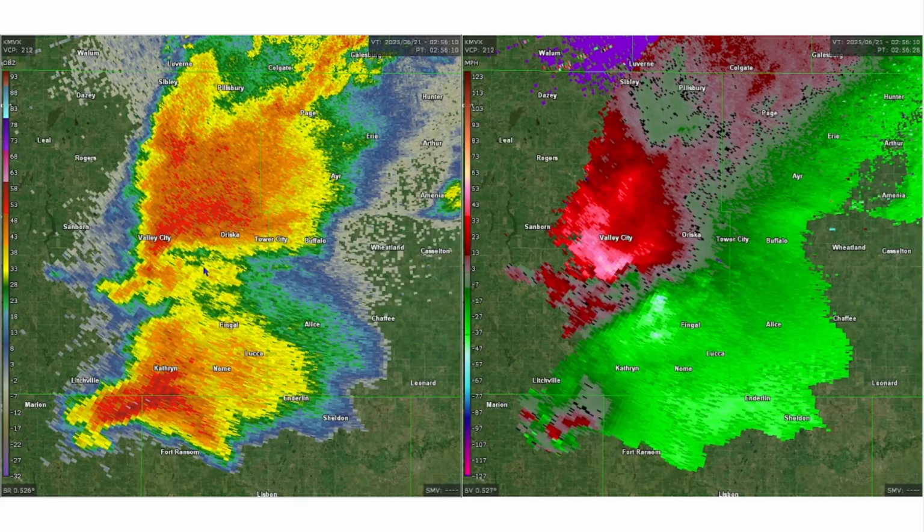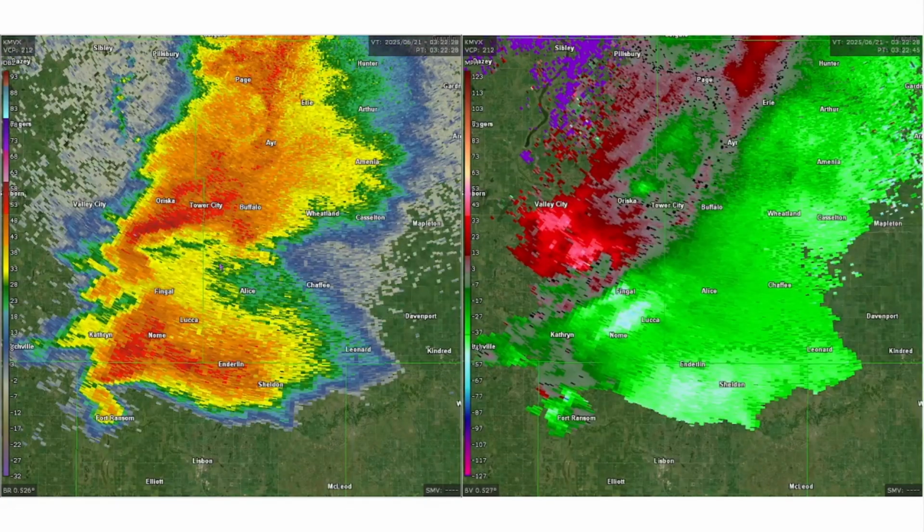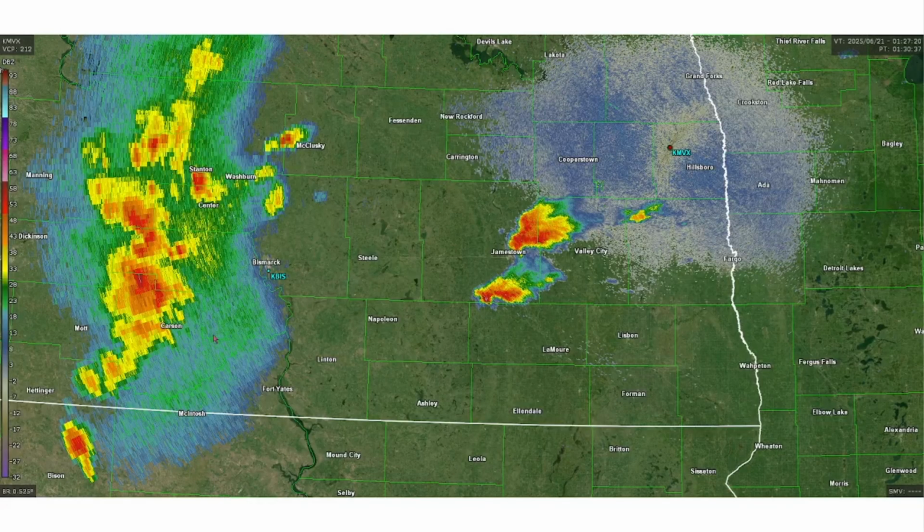And as you can see, that southern supercell kept on putting stable air into that northern supercell, and eventually it just caused it to completely lose its identity as the environment became more favorable for that southern supercell. So let's look at the grand scale again and see what happens.